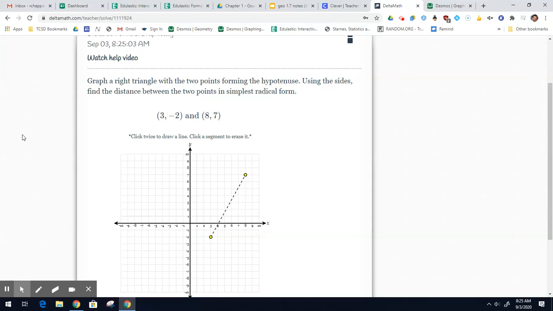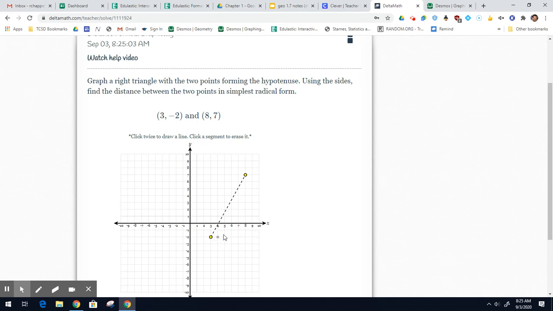Okay, so geometry, here's your first distance formula problem. It says graph a right triangle with the 2 points forming the hypotenuse. Using the sides, find the distance between the 2 points in simplest radical form. So here are my 2 points, and they already have it graphed for you. That's great. So it says click twice to draw a line, click a segment to erase it.